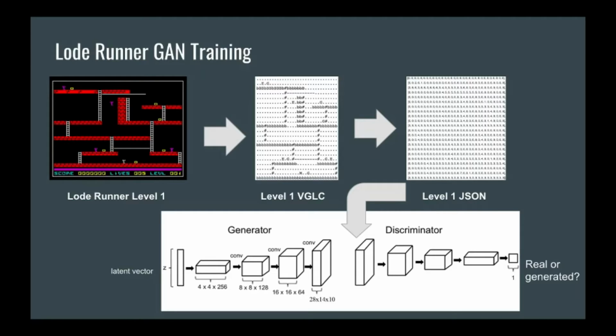Training starts with passing a randomized latent vector into your generator. The generator generates a level, and the discriminator's job is to tell if that level is real or generated. While this is happening, the discriminator is also being passed levels from the original training set. When the discriminator can no longer distinguish levels from the generator and levels from the training set, training is complete and the discriminator can be discarded.